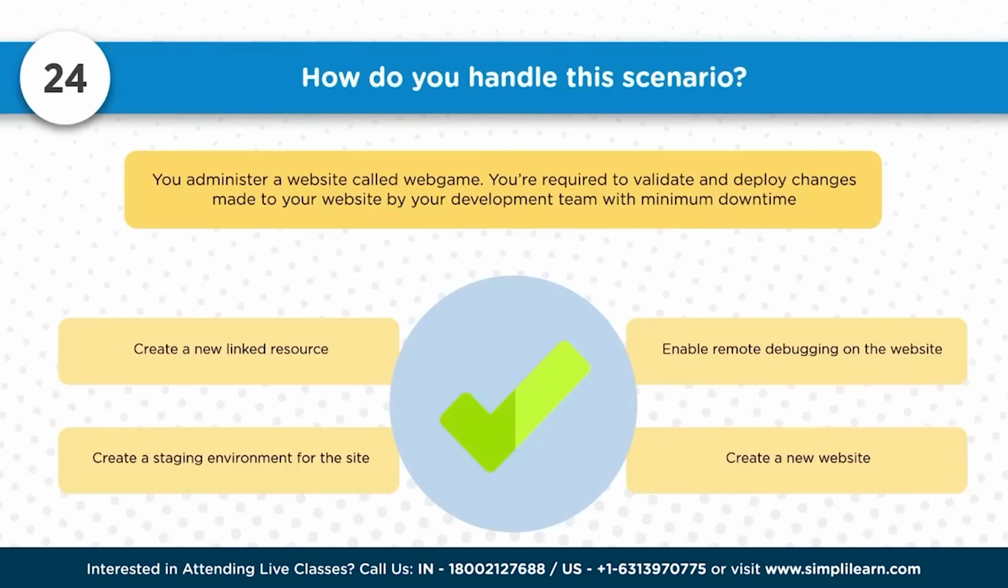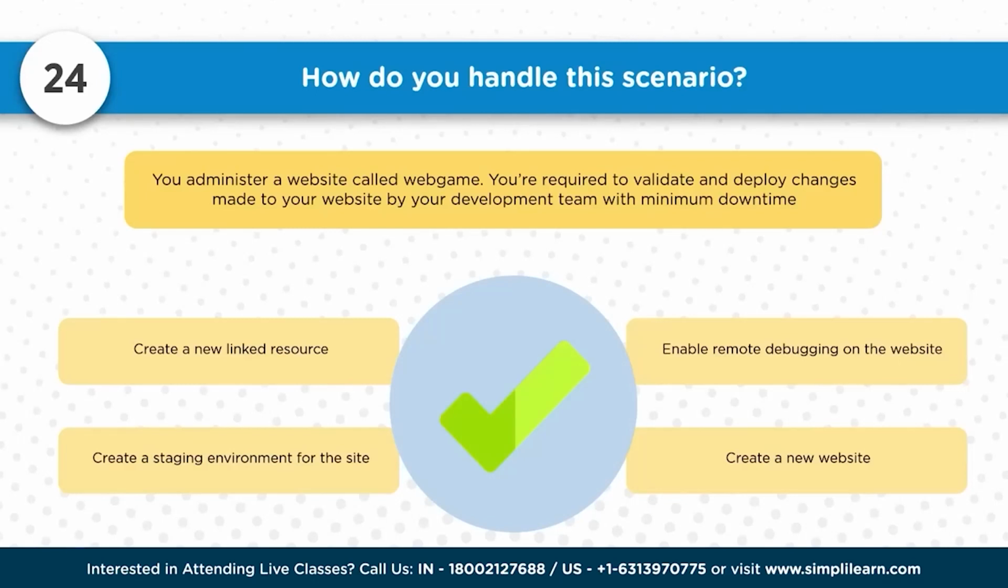Create a new linked resource, create a staging environment for the site, enable remote debugging on the website, and then create a new website. Well, why would you want to create a new website just to validate the changes? And doing remote debugging is not going to help, because debugging only captures logs of the changes happening. It does not do anything with validating the changes.